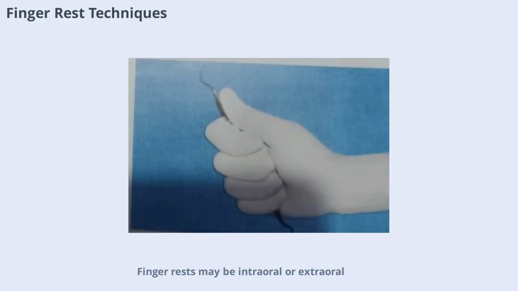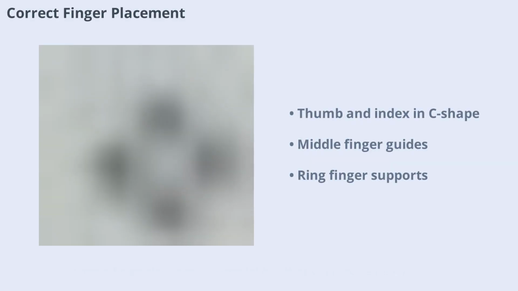Finger rests may be intraoral or extraoral, each offering unique advantages for accessing different areas of the mouth. Correct finger placement is essential for effective instrumentation. The thumb and index finger pads rest opposite each other at or near the junction of the handle and shank, forming a C shape. The middle finger rests lightly on the instrument shank, guiding the working end and feeling vibrations.